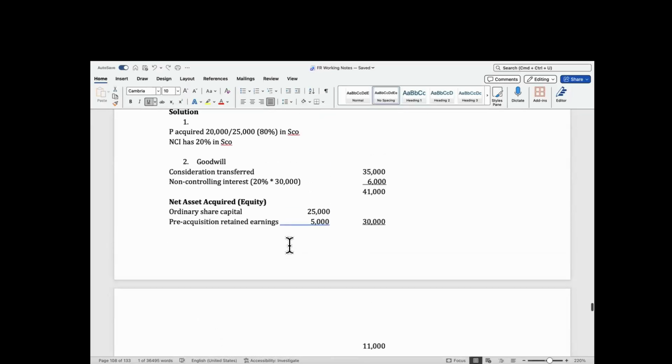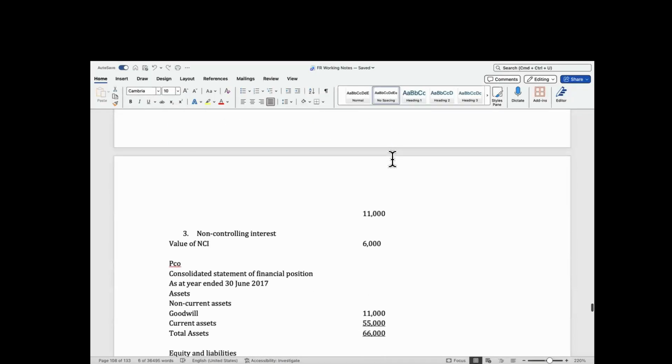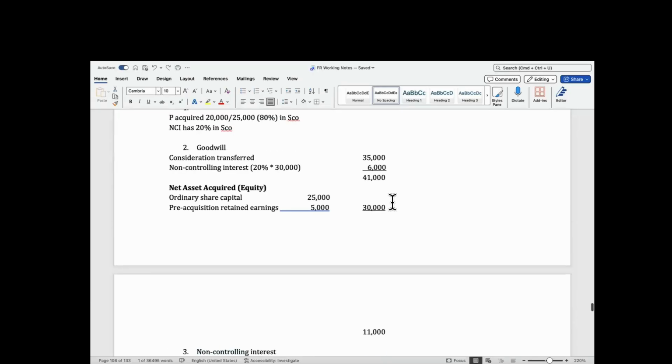Okay. Now, after the cancellation that gave rise to goodwill, remember the only reason why this NCI is coming here is just so that this is 100% and this is 100%. Just so that we are comparing 100 against 100. The NCI is not cancelled out, it will be consolidated. So the value of NCI is 6,000. It's just the value I got here that I'm bringing here.